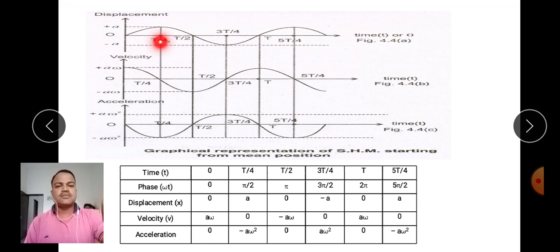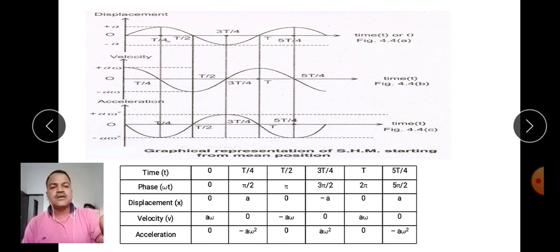This is the pi by 2 value. This is the pi. This is 3 pi by 2. This is 2 pi. This is 5 pi by 2. And this is the 3 pi. Here one oscillation completes, so it becomes the period. So therefore here we write the period T. This is the half of the period, so therefore T by 2. This is 1/4, therefore T by 4. This is 3T by 4.